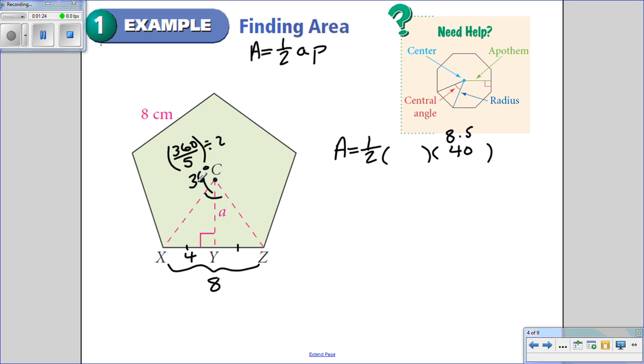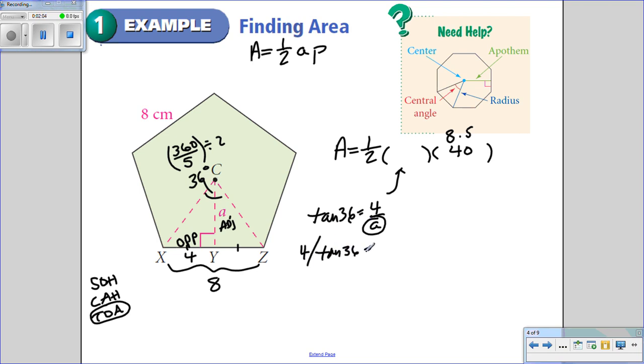Alright, since 36 degrees is not a special right angle, that makes this triangle a SOHCAHTOA problem. So I'm going to list that SOHCAHTOA down here. That's sine, cosine, and tangent from a previous lesson. The two sides we're dealing with here are the opposite side, and this side right here would be the adjacent side. OA tells me to use tangent. So to find the apothem, we're going to take tangent of the angle, and that's going to be opposite over adjacent, which is our apothem. Now, if that variable is on the bottom, that means we're going to divide. So 4 divided by tangent 36 would give me my apothem.